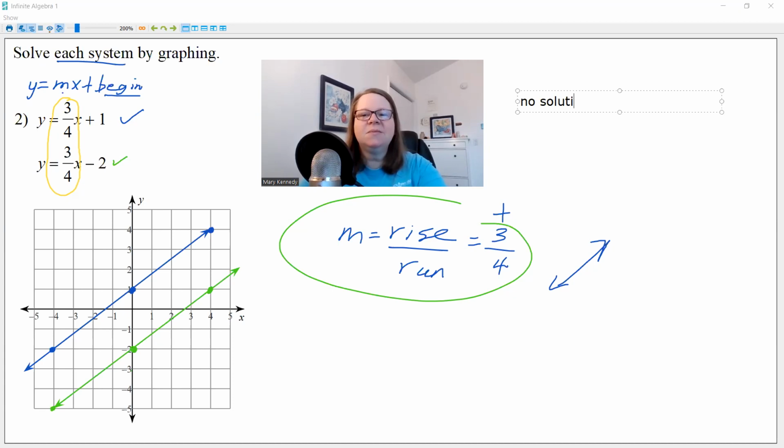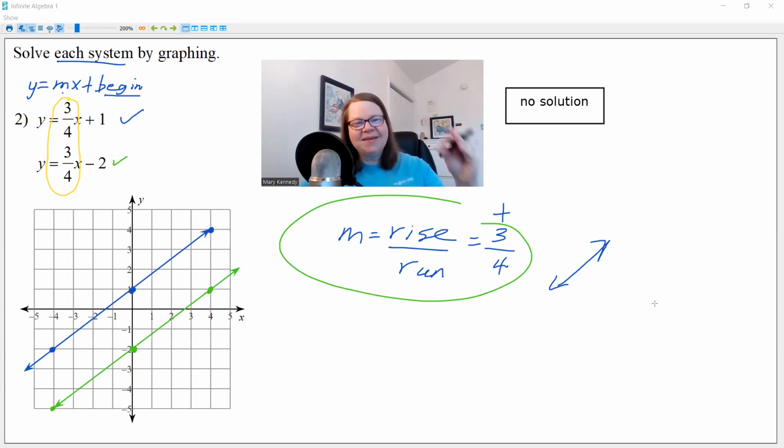And so the answer to the system is that there is no solution, because a solution would be an intersection point. And we don't have that here. We have no intersection. So we have no solution. Let's put a box around that. So make sure that when you do these, you graph it, but then you say, okay, I understand what that means. That means there's no solution to the system.